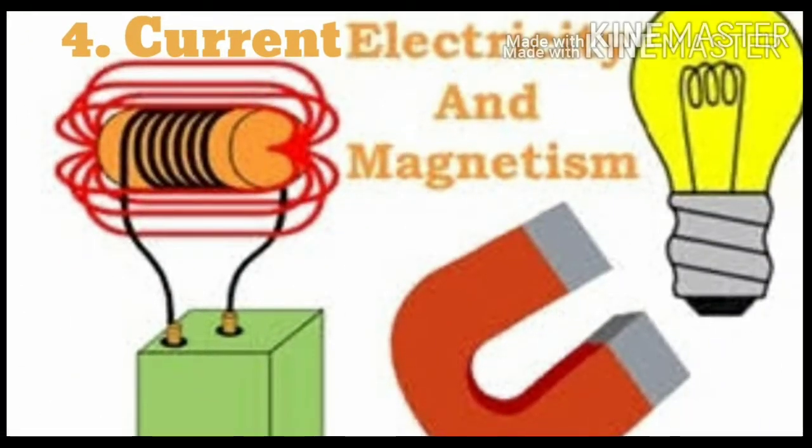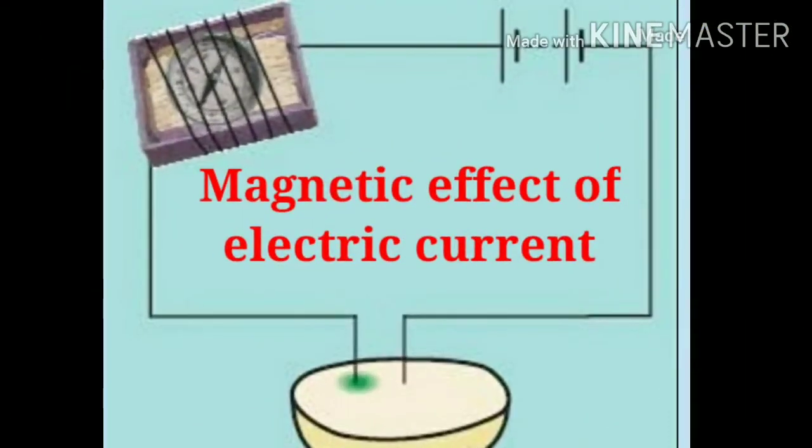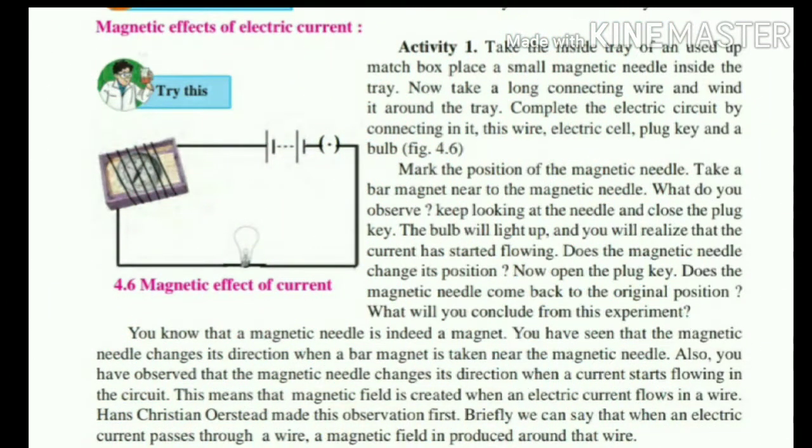Chapter 4, Current Electricity and Magnetism. Next point, magnetic effects of electric current. In this activity, the magnetic effect of current is shown.